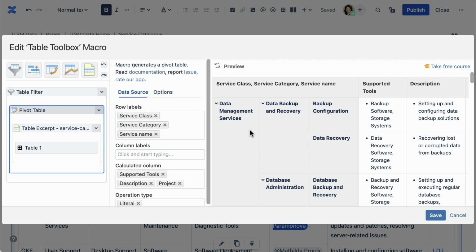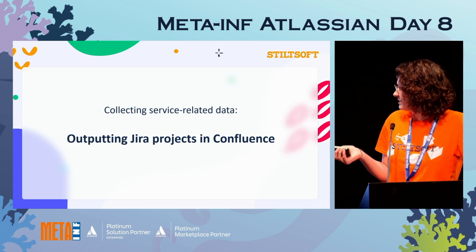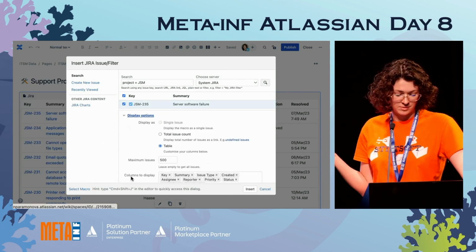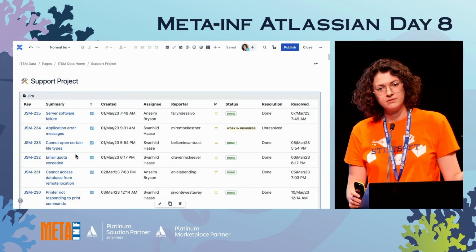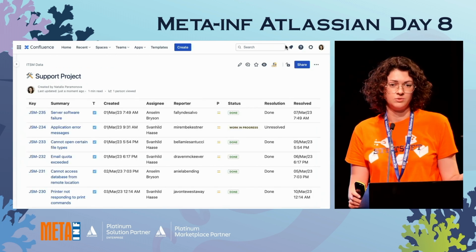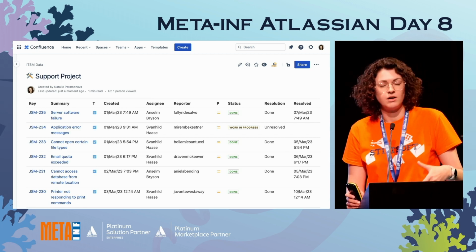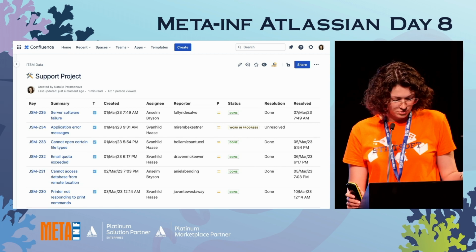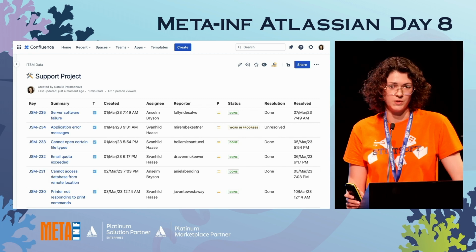The next case is the easiest and quickest, and this is outputting Jira data with the help of the native Confluence Jira issues macro. We insert this macro, specify the JQL, set the columns to display, and as a result we have a table with all the tickets, issues from our Jira in Confluence. And in return, all our macros can work with this table and use it further for analytics purposes, for sharing data purposes, and so on.